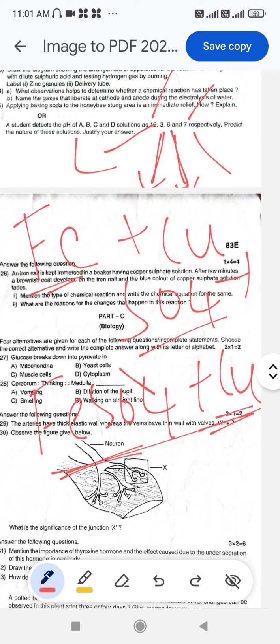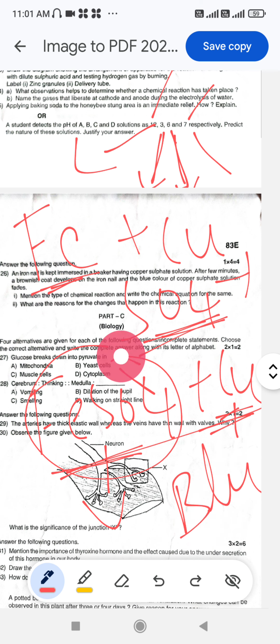And what are the reasons for the changes that happen in the reaction? Iron reacts with the copper sulfate and produces iron sulfate. Due to this, a brownish coat develops on the iron and the blue color of the copper sulfate solution fades because of the formation of iron sulfate. Again, which kind of reaction is it? It is a displacement reaction, right?